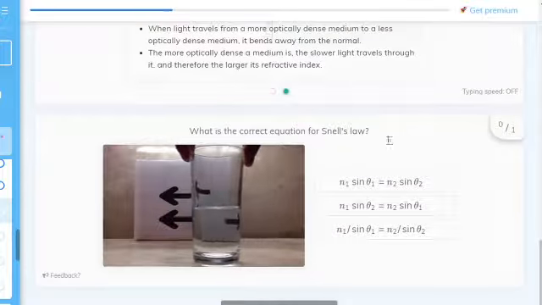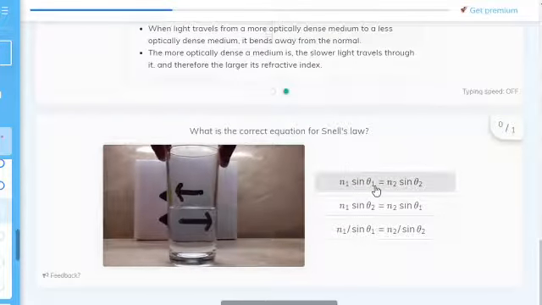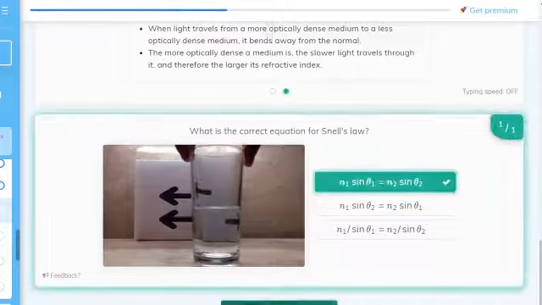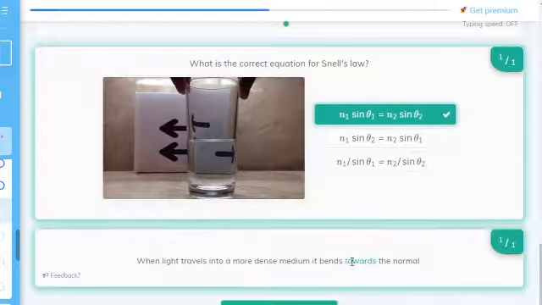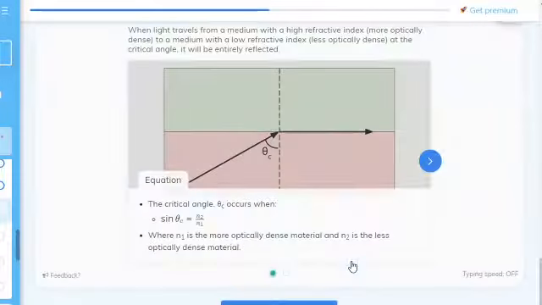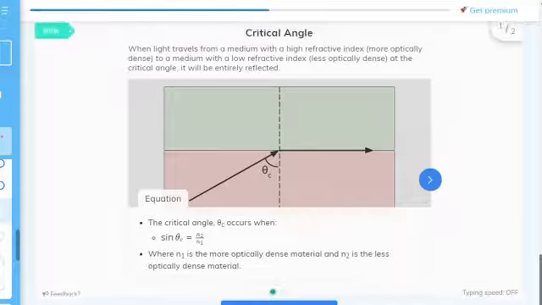So what's the correct equation for Snell's law? Theta 1 is that one. n1 sine theta 1. When light travels to a more dense medium, it bends... it's not towards, it's away. Towards, oh no. More dense towards, less dense away.